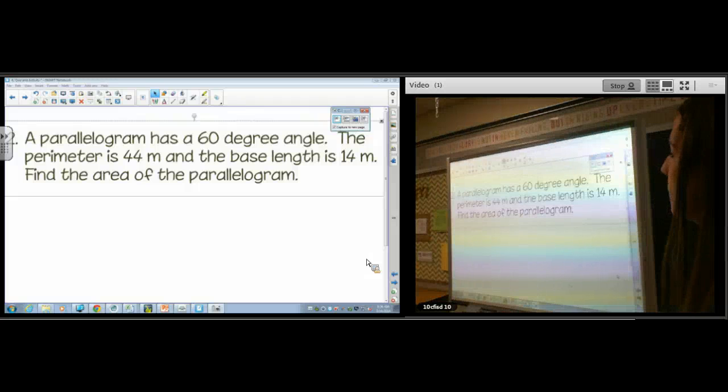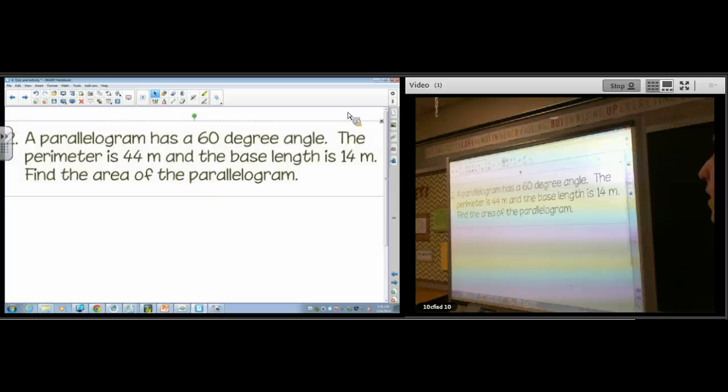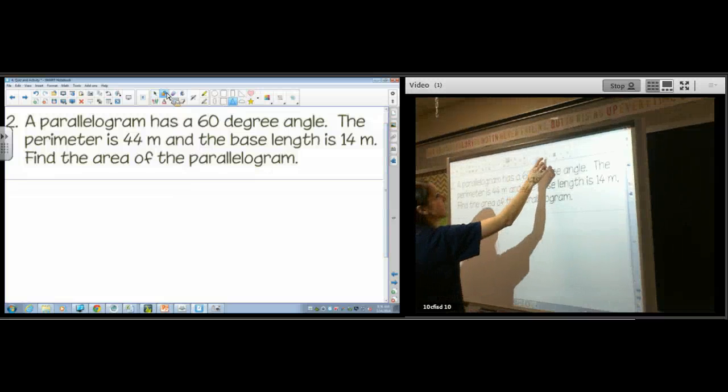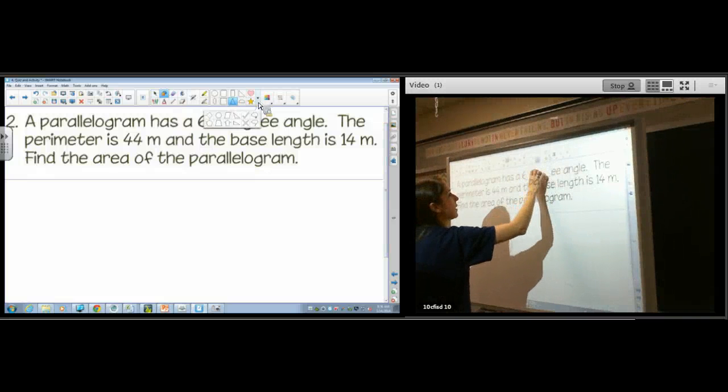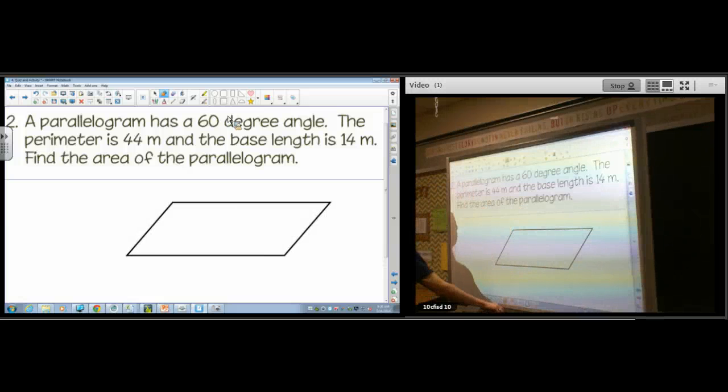Next warm-up problem. A parallelogram has a 60-degree angle. The perimeter is 44 and the base is 14. Find the area of the parallelogram. All right, I'm going to cheat again so that my picture can be nice and pretty. So I've got a parallelogram. It has a 60-degree angle.